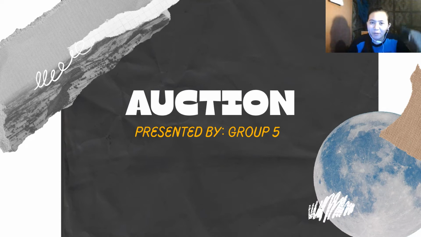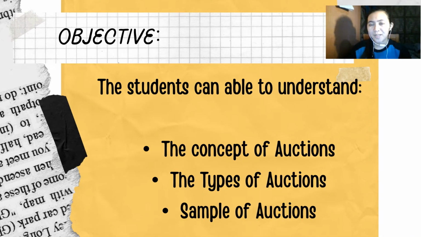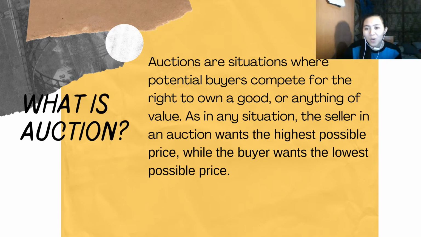Our topic for today is all about auction. So, what are the objectives of our topic? At the end of the lessons, the students will be able to understand the first one, the concept of auctions; the second one, the types of auction; and the last one, the sample problems or sample scenario of an auction. So, ngayon guys, mag-discuss na tayo.